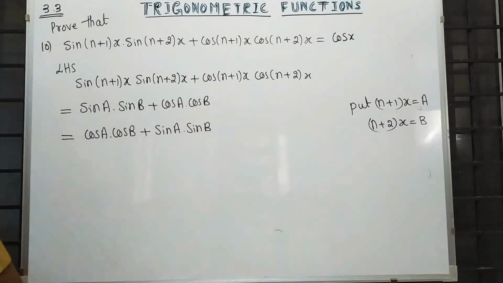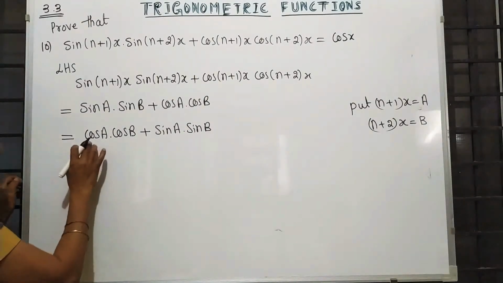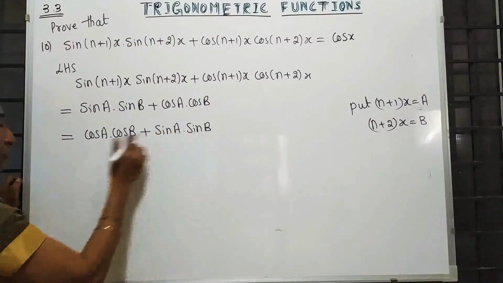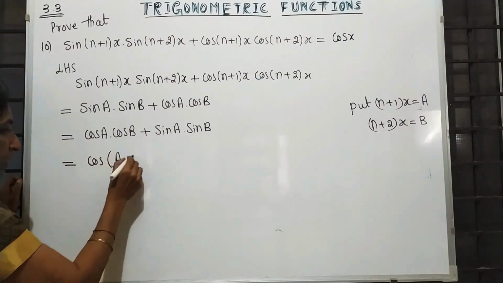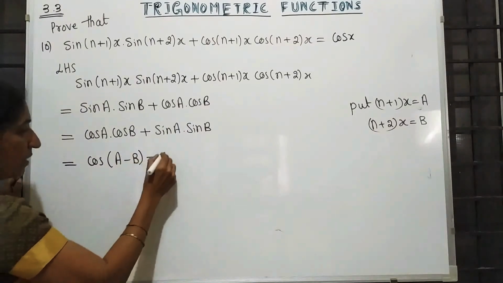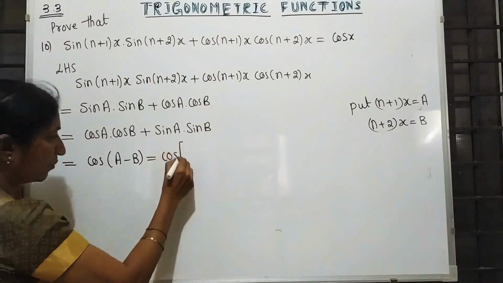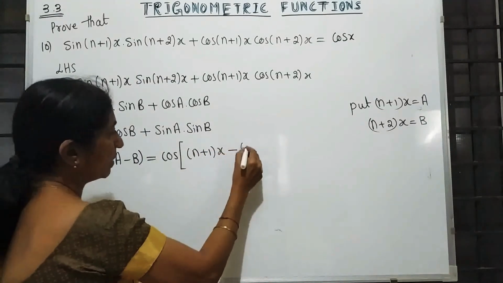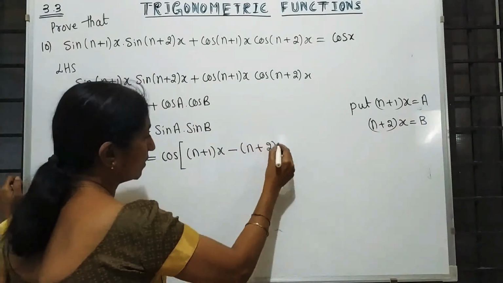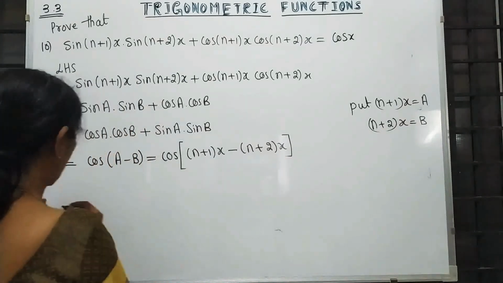Have you remembered any formula? Yes, it is in the standard example. Cos x into cos y plus sin x into sin y is cos of x minus y, that is a minus b. That is nothing but cos. Write down that a value, (n plus 1) x minus (n plus 2) x.